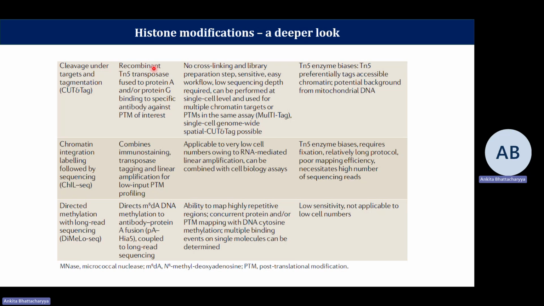Chromatin integration labeling followed by sequencing, which is ChIL-seq. It combines immunostaining, transposase tagging, and linear amplification for low input PTM profiling. It is applicable to very low cell numbers owing to RNA-mediated amplification combined with cell biology assays. Some bias of the enzyme is possible. Sometimes fixation is required. It is a relatively very long protocol, and poor mapping efficiency necessitates a high number of sequencing reads.